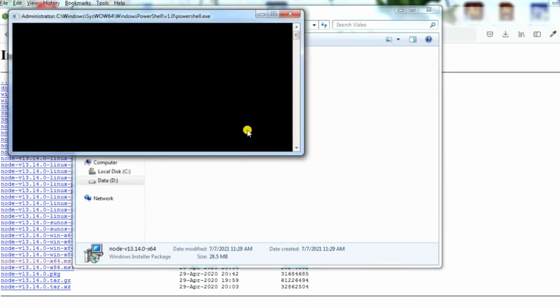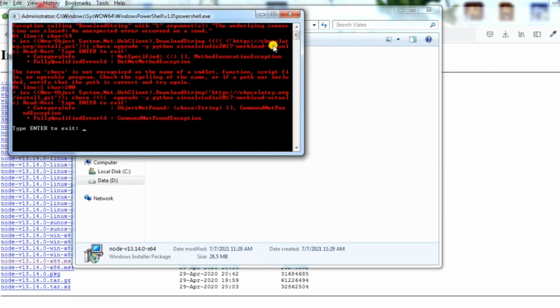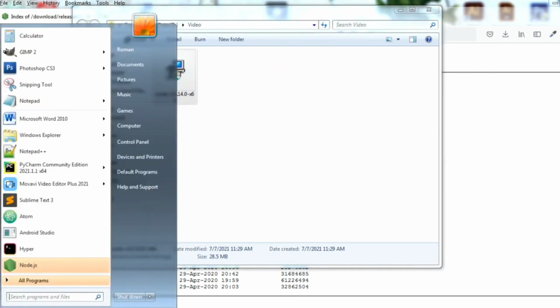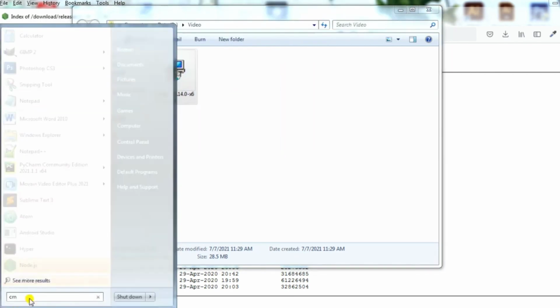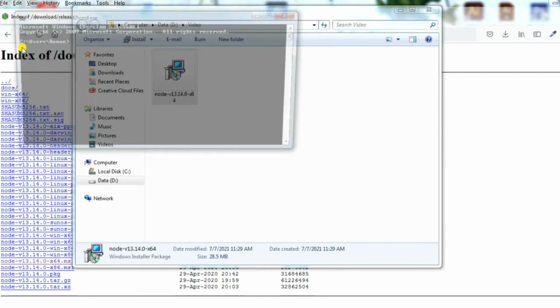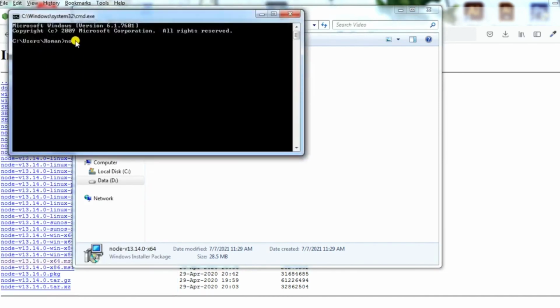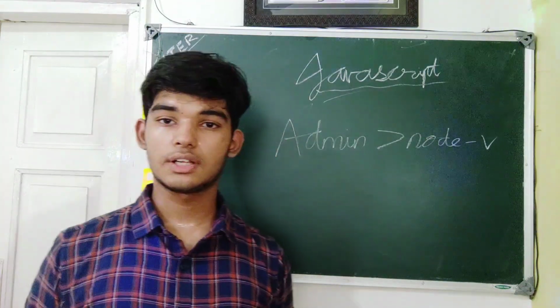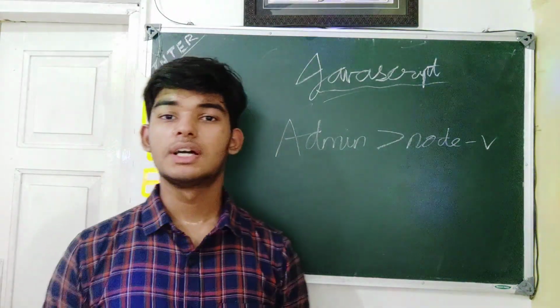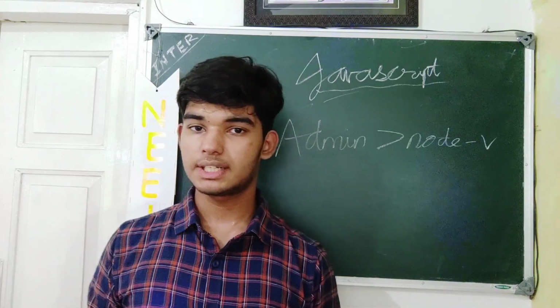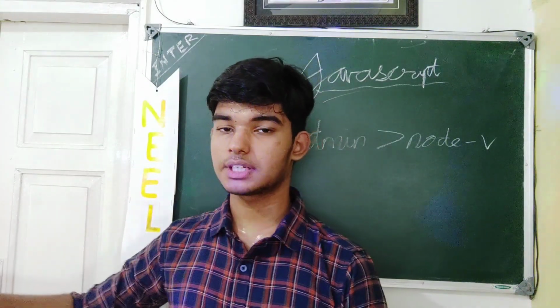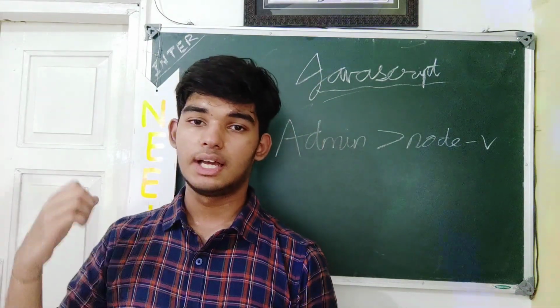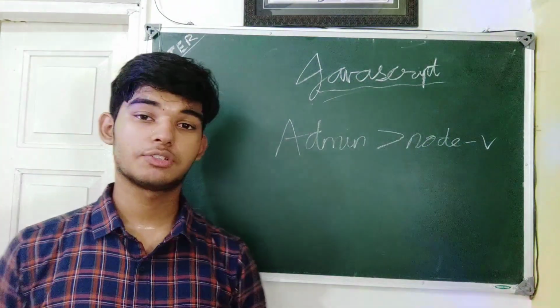But here's the thing, we also need to check if it has been installed properly or not. So I'm just going to open cmd by typing cmd, and after opening cmd we can just type node -v. We can also type admin or without admin, but note -v is important. So that is how JavaScript is installed on a computer or laptop. It is pretty simple to install JavaScript on a computer or laptop, and that is it for this video.